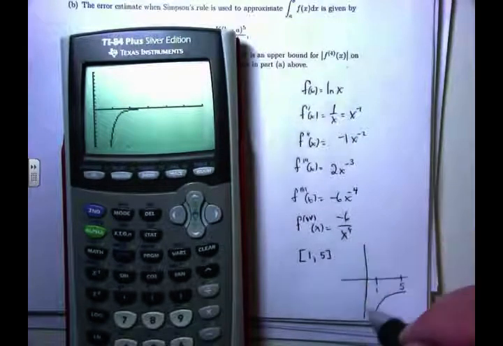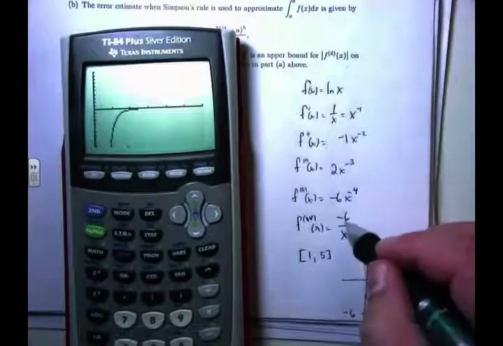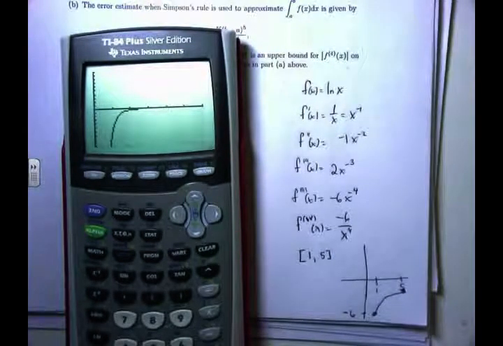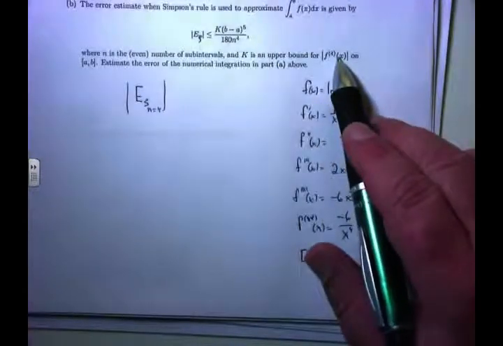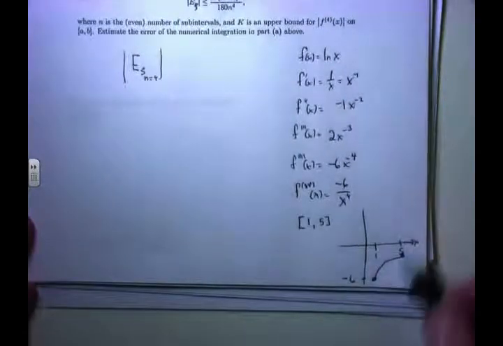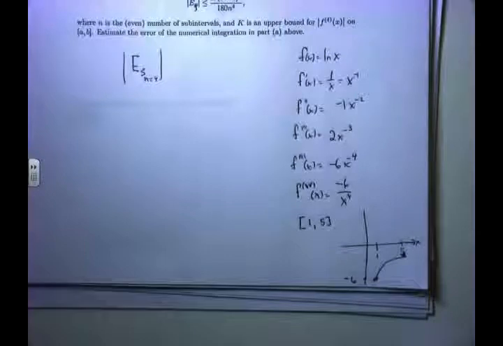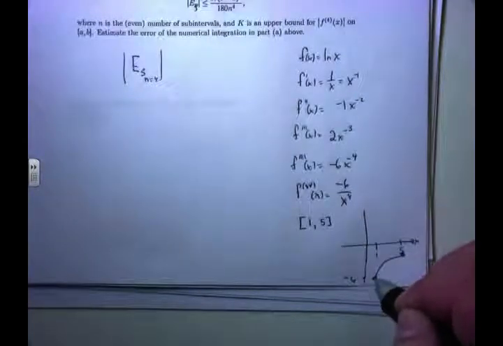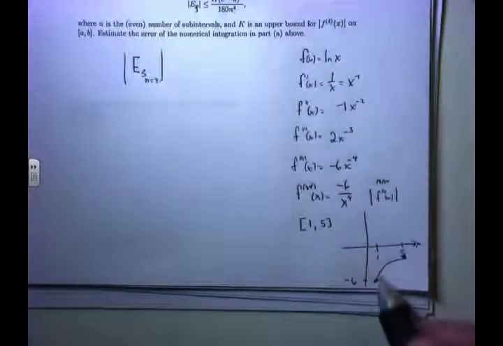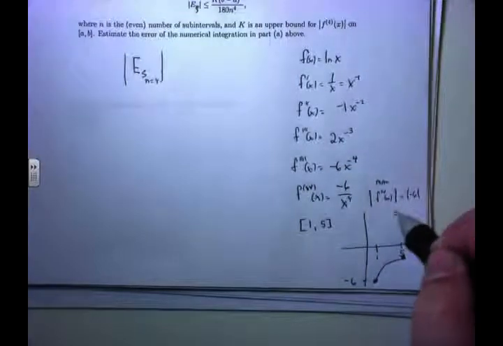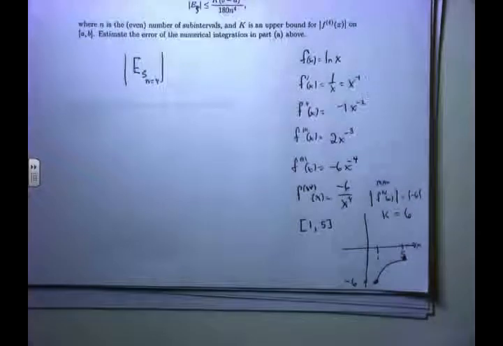Remember, plug in 1, I get actually negative 6. When I plug in 5, I get some really small fraction, whatever it happens to be. Now, this K is the maximum value of the absolute value of the fourth derivative. So, we're talking about the fourth derivative. Where is the farthest distance away from the x-axis? The maximum is actually negative 6 because it's the absolute value of the fourth derivative max. The maximum of the absolute value. So this would be the absolute value of negative 6, which is 6. My K is equal to 6. And the way you look at K is the distance farthest away from the x-axis of that fourth derivative. And it's absolute value because we want this number to be positive. Does that make sense? So, there's my K.